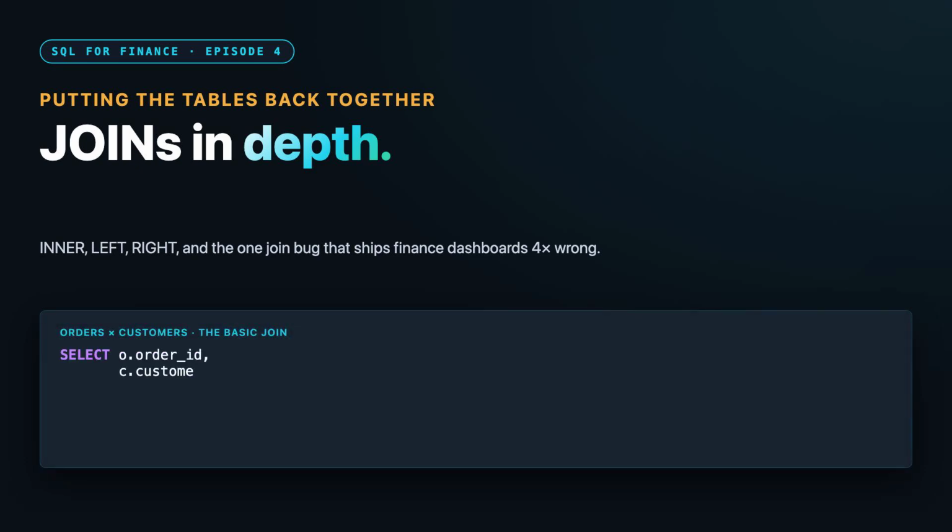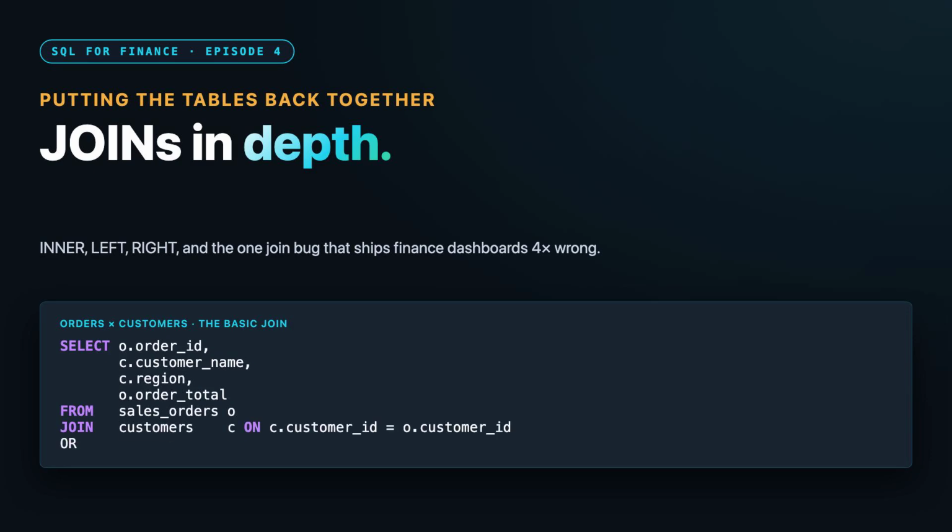Every query so far has lived inside one table. Real finance work doesn't. The order amount is in sales_orders. The customer name is in customers. The GL account label is in chart_of_accounts. Joins exist to put them back together. This episode covers the 3 you'll actually use, and the 1 join bug that ships dashboards 4 times wrong.